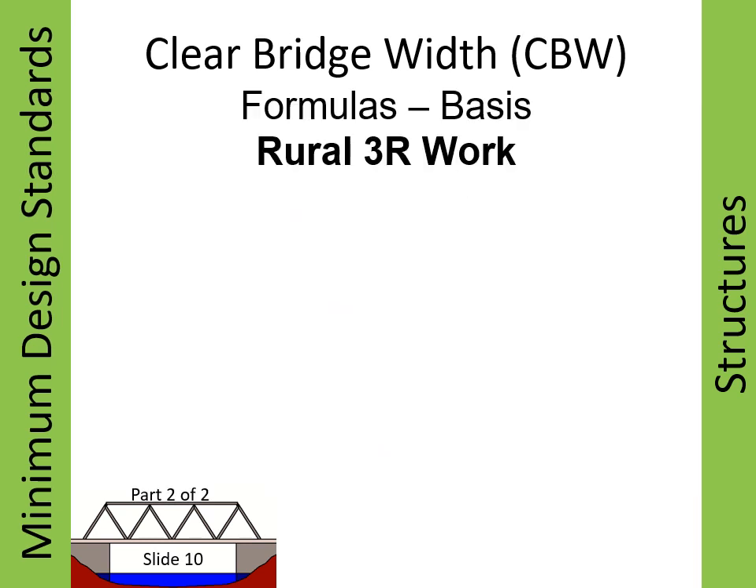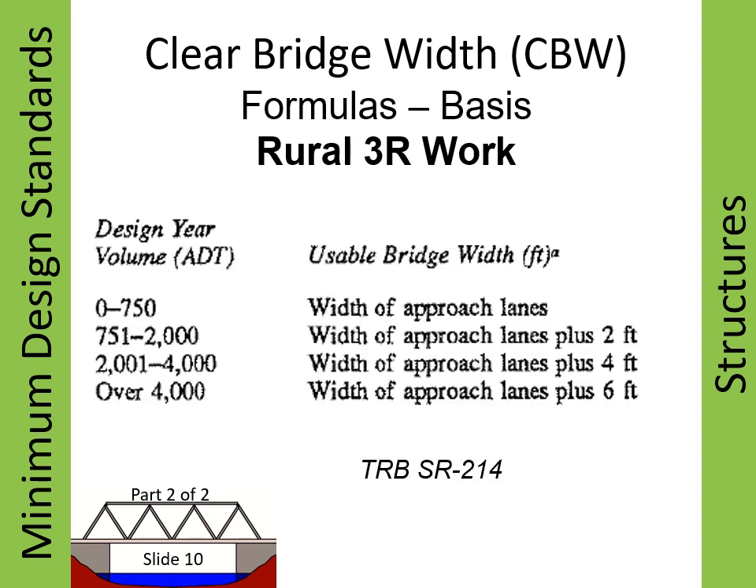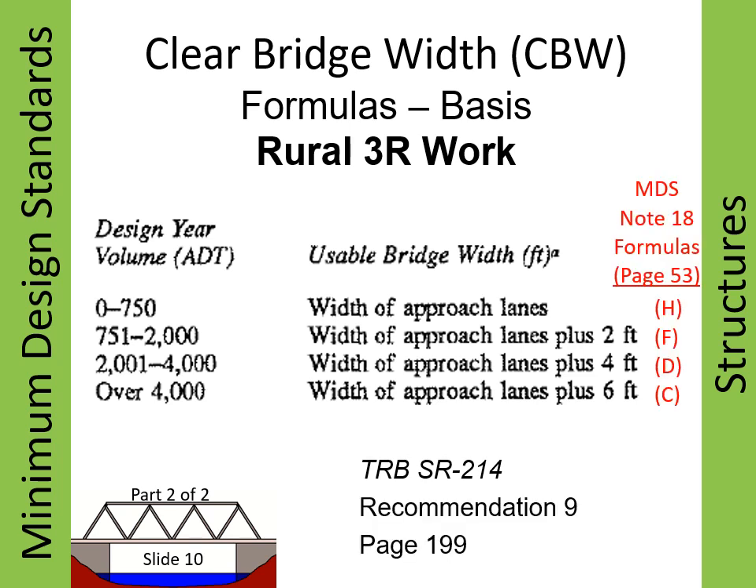For 3R work, the clear bridge width is based on formulas in the Transportation Research Board Special Report 214. In this slide, the appropriate formulas from Note 18 on page 53 are indicated on the right side. Note how Special Report 214 expresses widths differently than the AASHTO Green Book. Plus 2 feet means 2 feet total, not 2 feet each side.